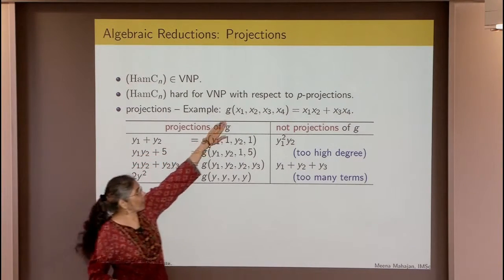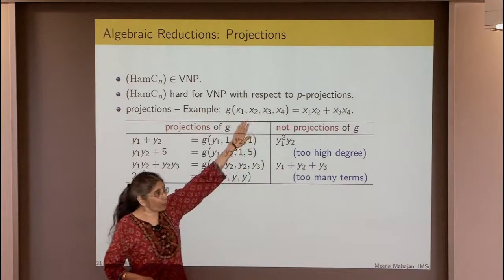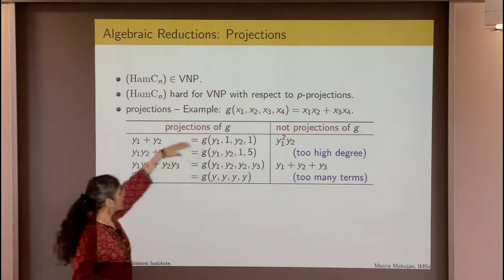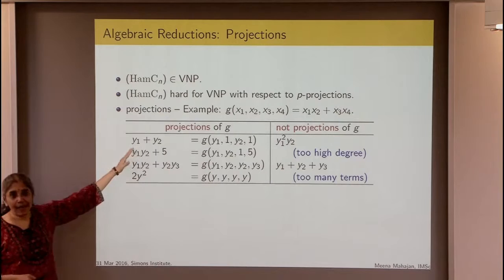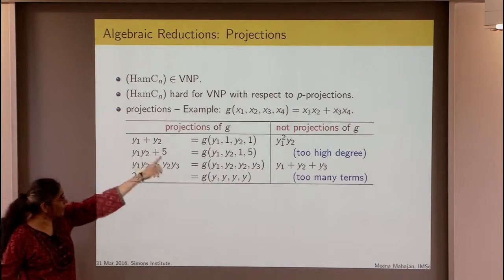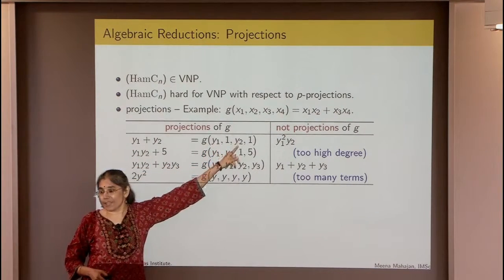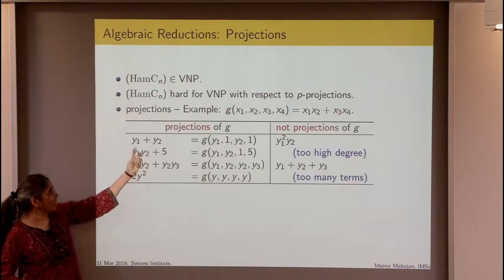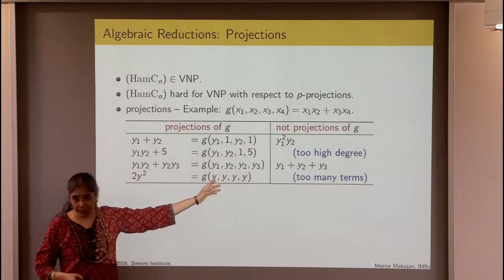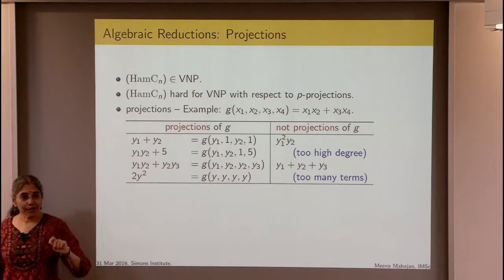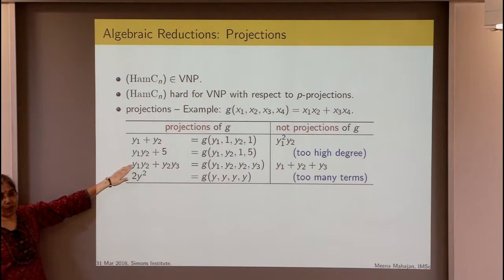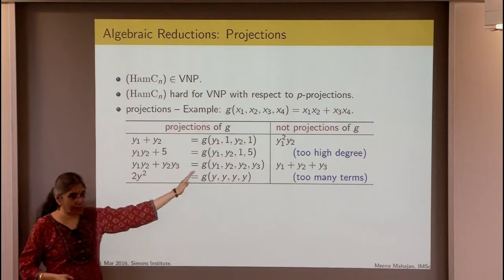Here is an example polynomial, G, which looks at 4 variables and computes this. And now here's a list of polynomials which I say are projections of G, because I can obtain them by simply instantiating each of the variables in G by either one of these variables or by a field constant. So I just do a substitution and this polynomial pops out. Then I'll say that this is a projection of G.